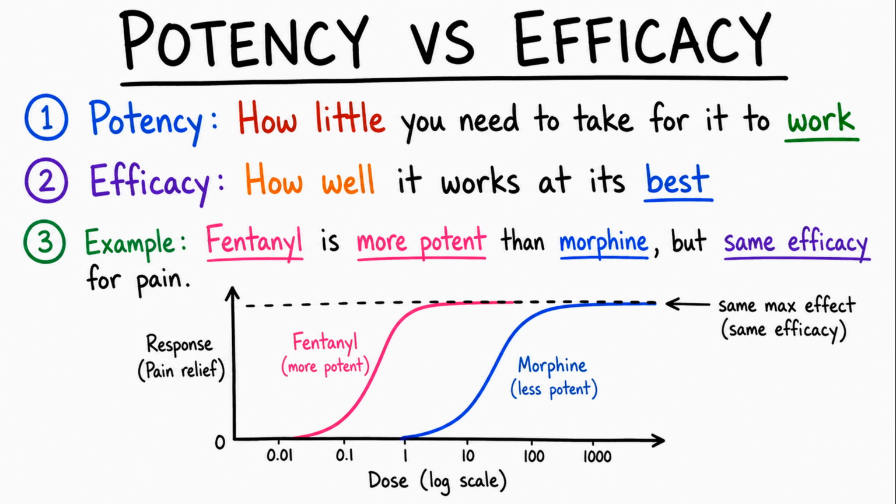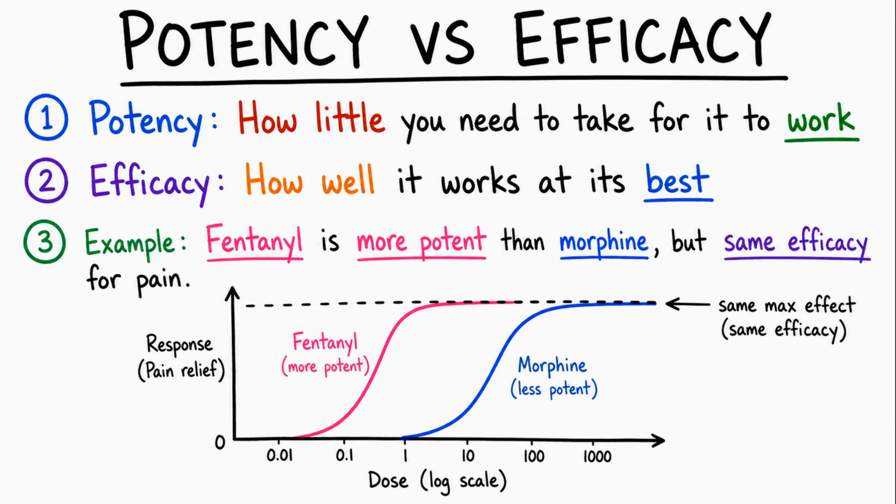Here's the example that makes it click. Fentanyl versus morphine. Fentanyl is far more potent than morphine, meaning you need a tiny fraction of the dose to get the same pain relief. But when it comes to efficacy, how much pain relief each drug can ultimately achieve at its maximum, they're actually the same. Neither one is better at killing pain than the other. Fentanyl just gets there with a much smaller amount.